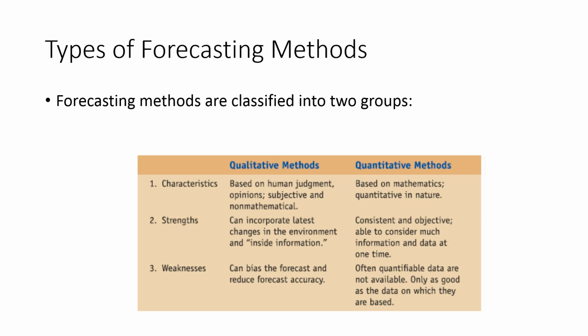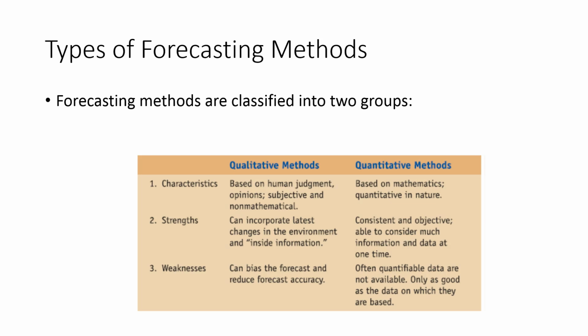So a qualitative method is basically us understanding the qualities of an organization. So how do things work in an organization? How do people feel about the way things work? That kind of stuff. Those qualities. It's based on human judgment, human opinions. It's subjective and it's non-mathematical.